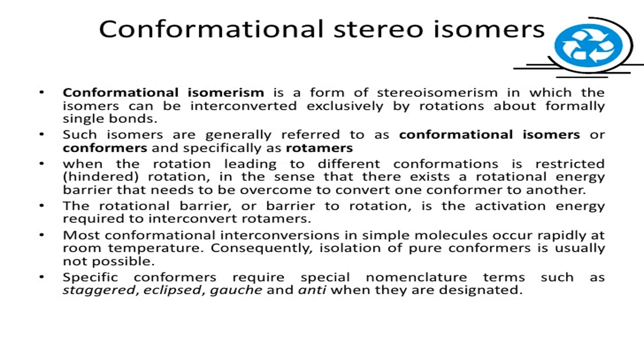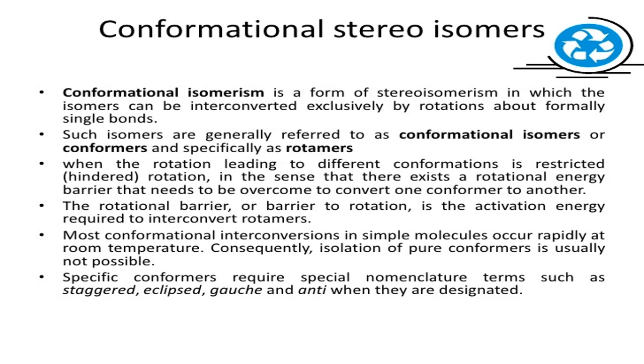That means all three hydrogen atoms of the one carbon are exactly in the same line as the three hydrogen atoms of the other carbon atom. That means all three are in the same line. And this structure is called what? Eclipsed form of ethane. And this has got maximum repulsions. That means least stable.